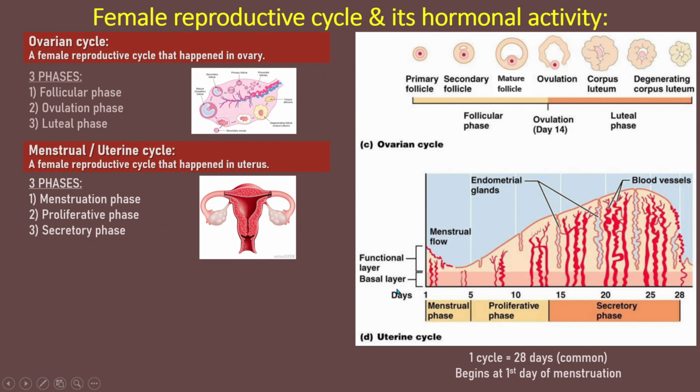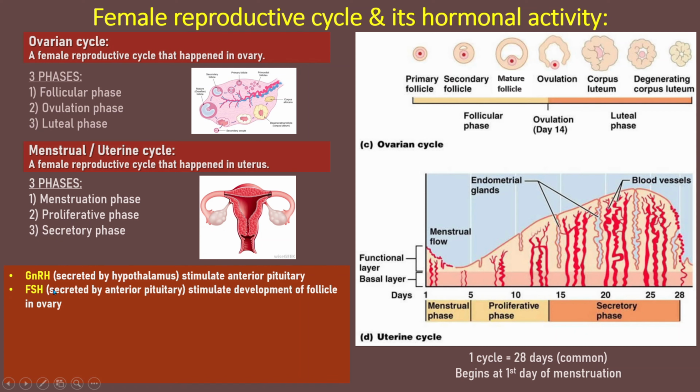This cycle's activity is controlled by a few types of hormones. The first hormone is GnRH, gonadotropin releasing hormone, secreted by the hypothalamus to stimulate the anterior pituitary. The second hormone is FSH, follicle stimulating hormone, secreted by the anterior pituitary to stimulate development of the follicle in the ovary. The third hormone is LH, luteinizing hormone, secreted by the anterior pituitary, to stimulate ovulation in the ovary.